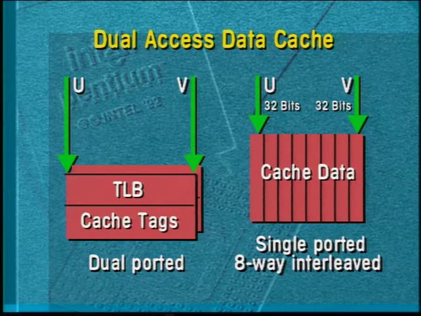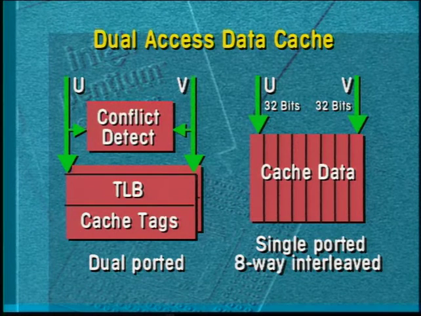There's logic to detect when parallel references go to the same bank. When they do, the U-pipe reference is completed, and the V-pipe is forced to stall for one clock. The same logic also handles the case of data dependencies between parallel references, because of course, if two references are to the same location in memory, they will necessarily be to the same bank. One final point about the data cache is that the two 32-bit paths are combined together to form a 64-bit path for double precision floating point operands.